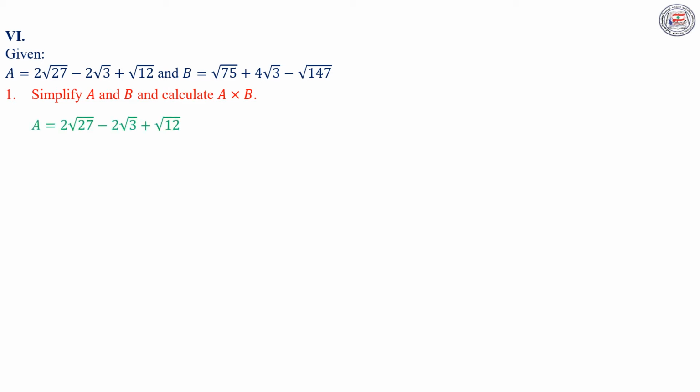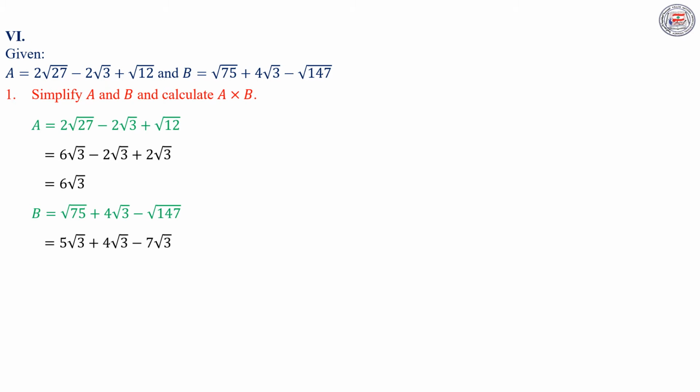A is equal to radical 27 minus 2 radical 3 plus radical 12. Then A is equal to 3 radical 3 minus 2 radical 3 plus 2 radical 3. Therefore, A is equal to 3 radical 3. B is equal to radical 75 plus 4 radical 3 minus radical 147. Then B is equal to 5 radical 3 plus 4 radical 3 minus 7 radical 3. Therefore, B is equal to 2 radical 3.